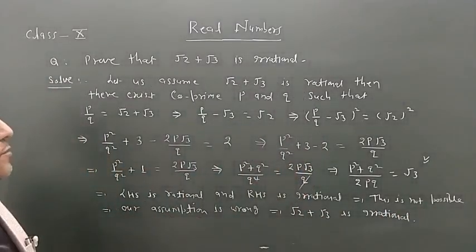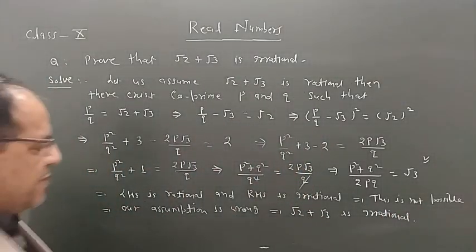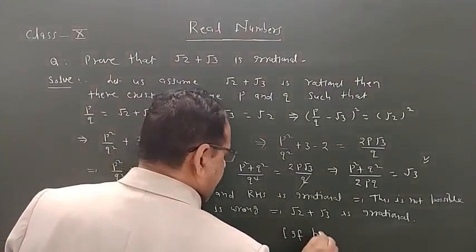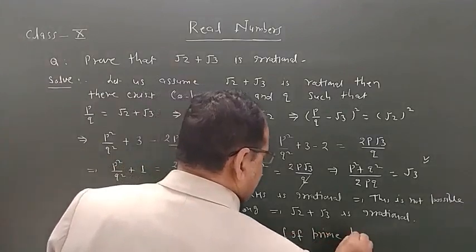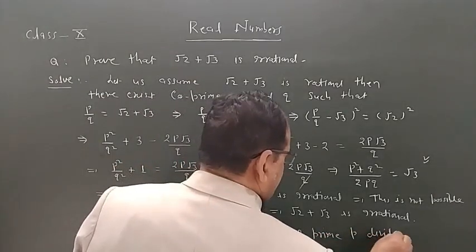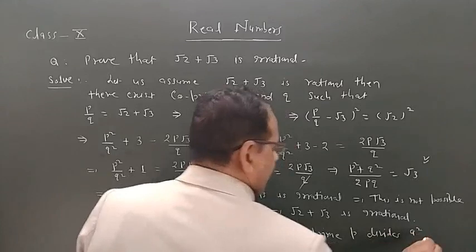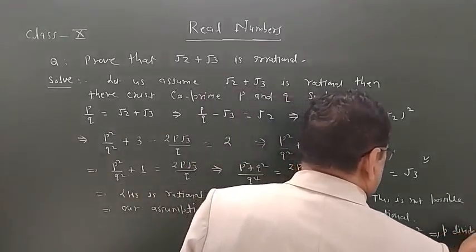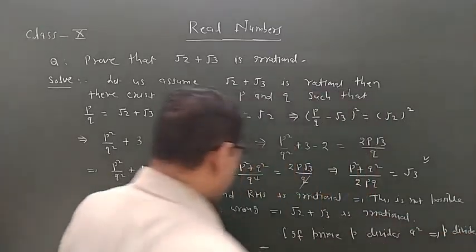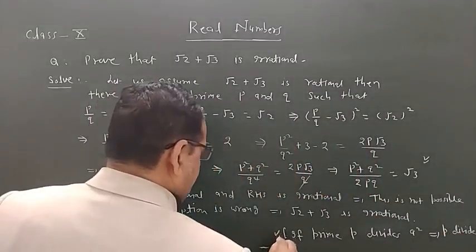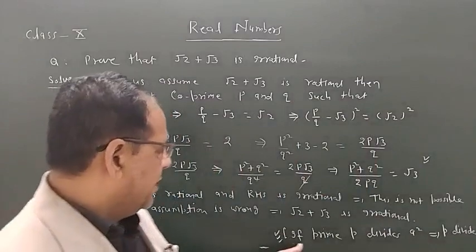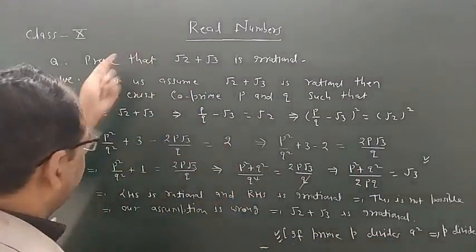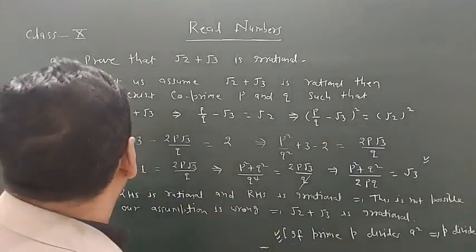So these are some problems based on the concept that if prime p divides a square, that means p divides a. So this is a theoretical concept: if prime p divides a square, then p also divides a. These are the problems based on this type of theoretical concept.